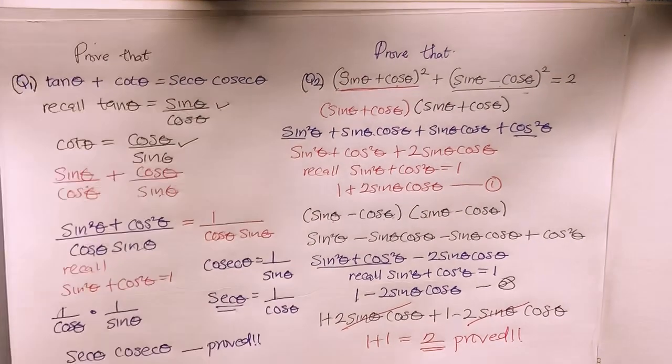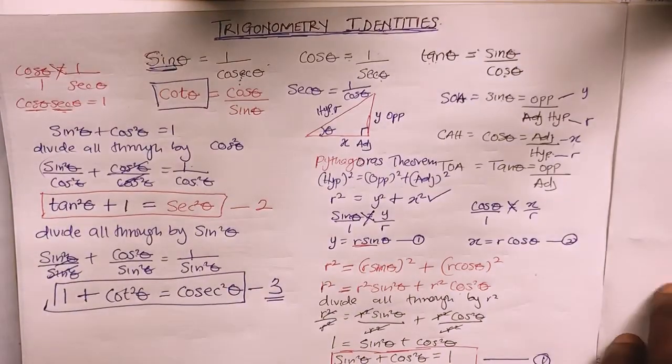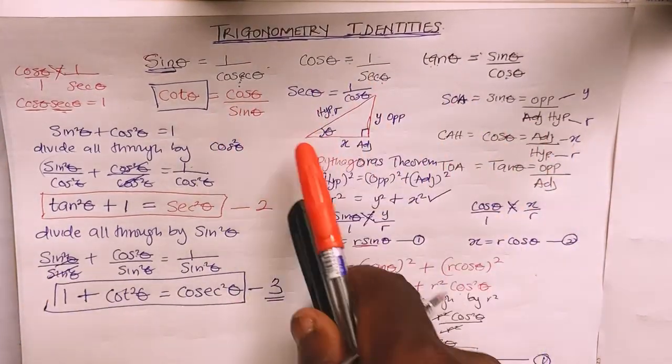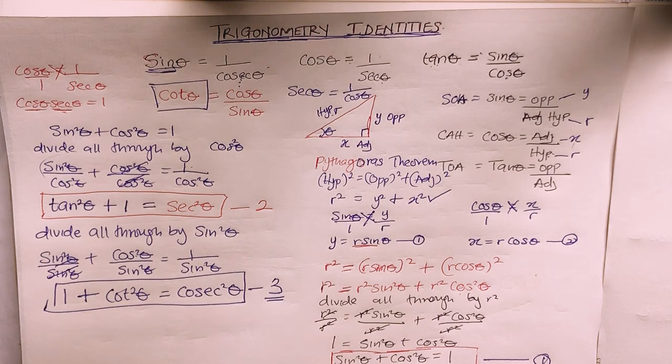Alright guys, let's actually revise what we have learned so far. These are the basic identities and the three major identities. The three major identities that you guys are supposed to know are sin square theta plus cos square theta equals 1, and tan square theta plus 1 equals sec square theta. Then you are going to have it in mind that 1 plus cot square theta equals cosec square theta.